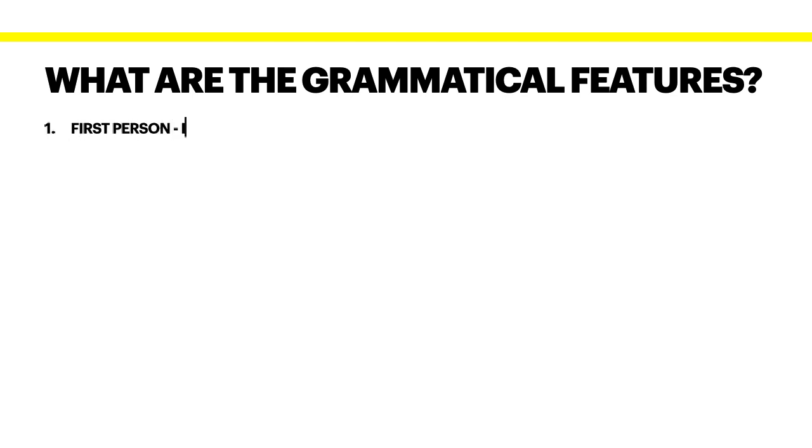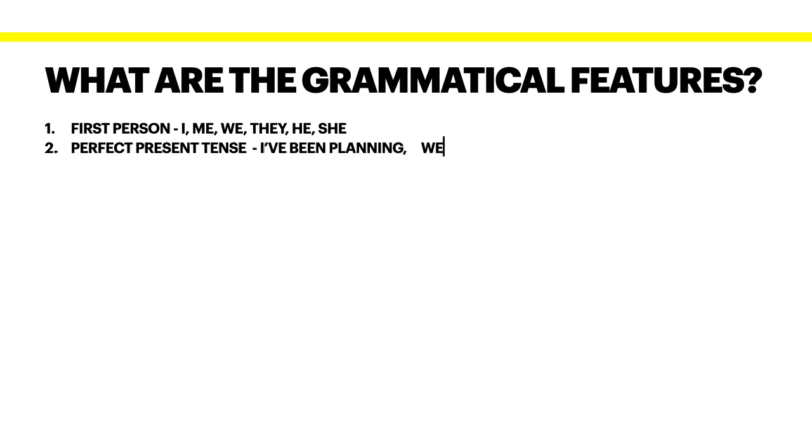Okay, we will be writing in first person, such as I, me, we, they, he, she. We know we'll be writing in the present perfect tense. These are grammatical features we've spoken about. We will use a formal tone. So a formal tone is where we might speak in a more sophisticated way.